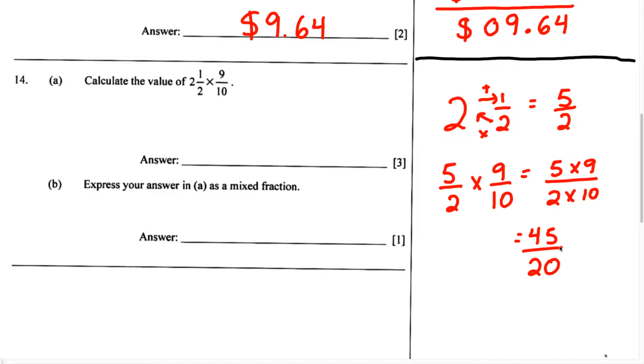Now, when we look at this fraction, we can see that this can be reduced because the numerator and the denominator end in a 5 and a 0. Because they end in a 5 and a 0, we know this fraction can be reduced by 5. When we reduce this fraction by 5, 5 can go into 45 9 times, and 5 can go into 20 4 times. Therefore, our answer, when we calculate the value of 2 and 1 over 2 multiplied by 9 over 10, is going to give us 9 over 4.